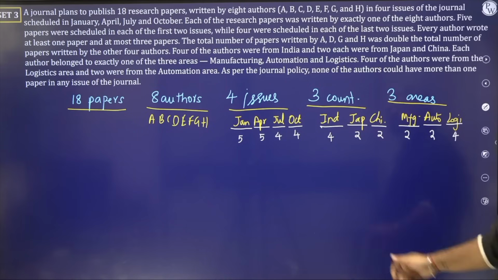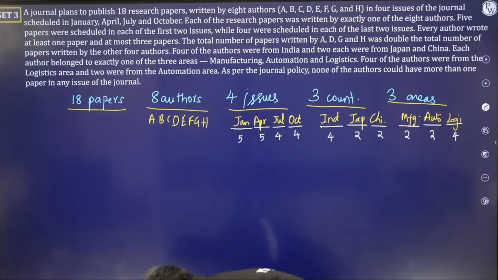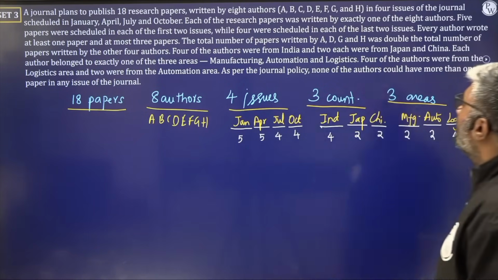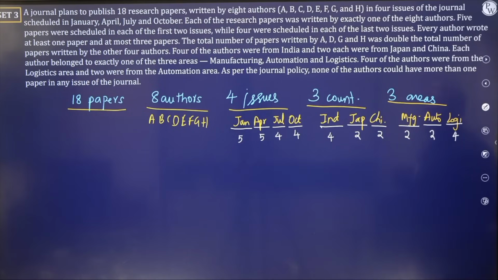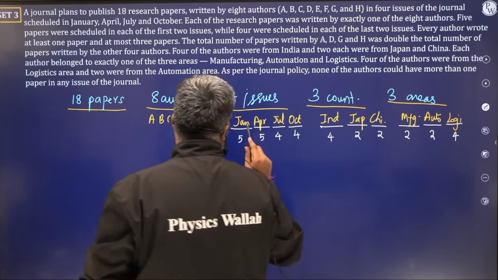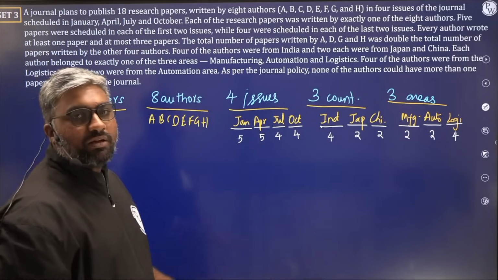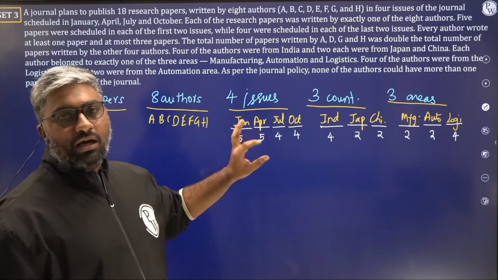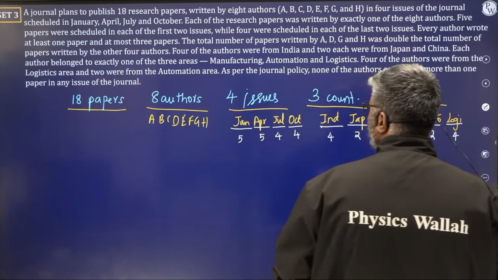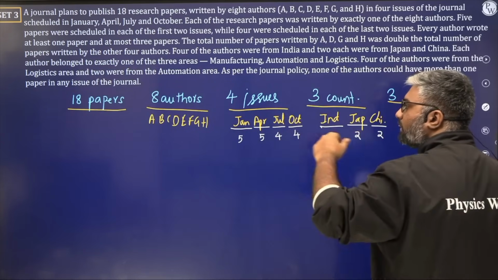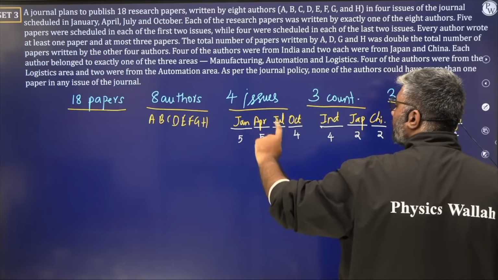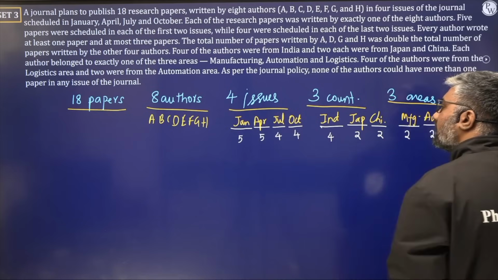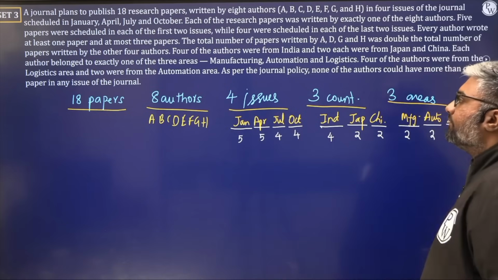Now they're saying as per the journal policy, none of the authors could have more than 1 paper in any issue. So in each of the issues, in Jan, the 5 papers cannot be from the same author; any 2 papers cannot be from the same author. Different authors published there. Since we have 8 authors, that shouldn't be a problem. Out of 8, 5 are giving. Out of 8, 5 are giving. Out of 8, 4. Out of 8, 4. That seems about right.